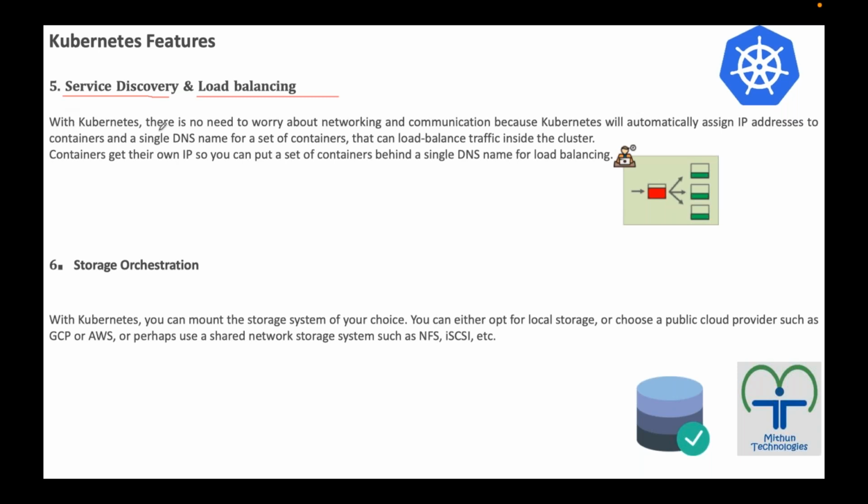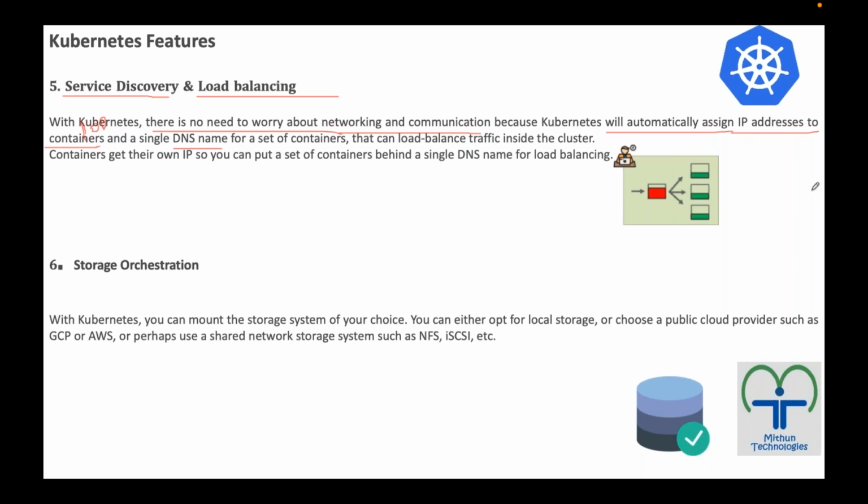So we need not worry about networking and communication, which means what is the IP of that container, where exactly it is running, and how to communicate. We need not worry, because Kubernetes will automatically assign IP addresses to the containers. Basically, here we call them pods. IP addresses to the pods. Then a DNS name, basically a service name, for those pods, containers. Then we can use that service name, DNS name, which can load balance the traffic inside the cluster.